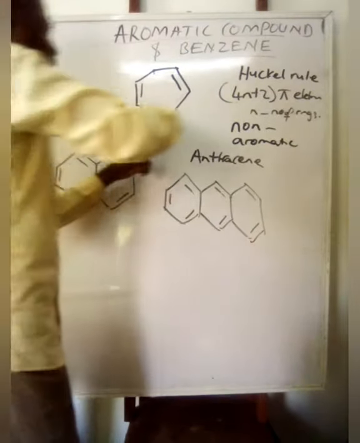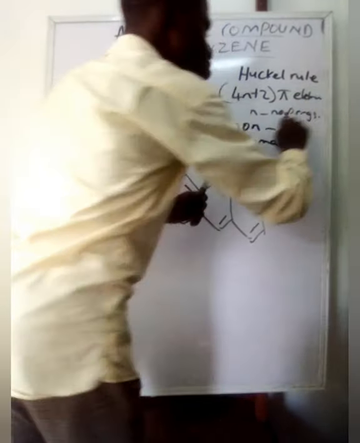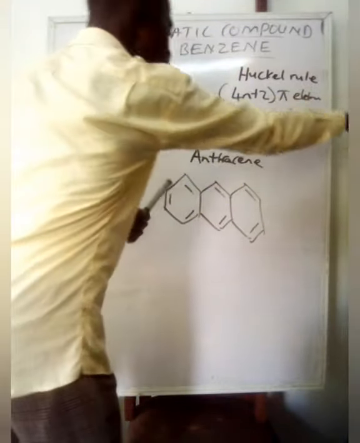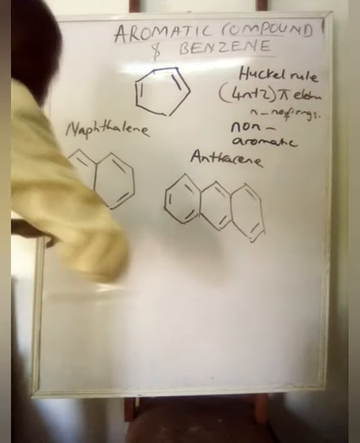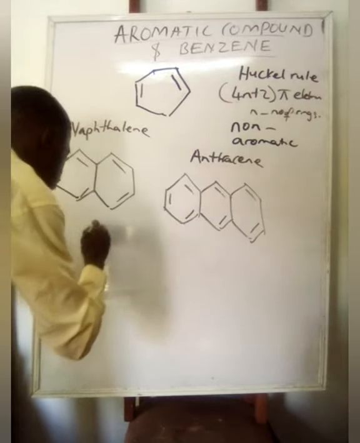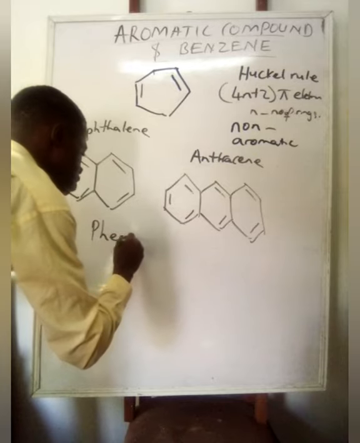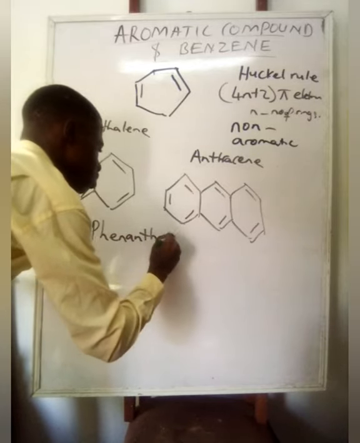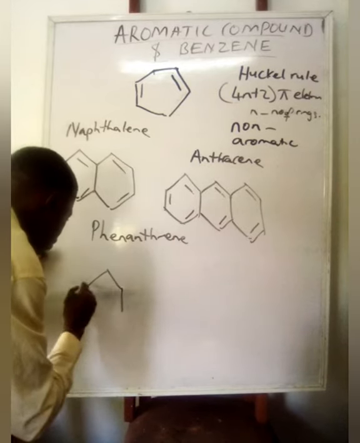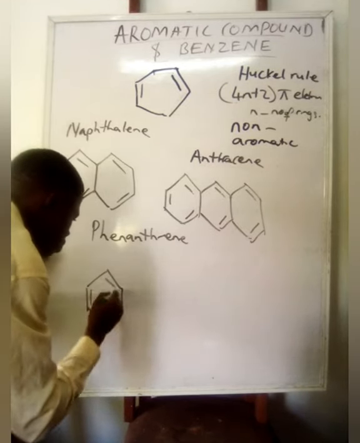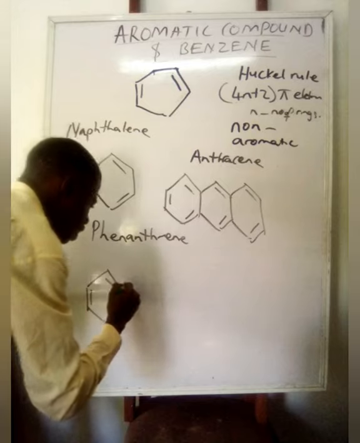Don't forget, we're talking about pi electrons, not ordinary electrons, pi electrons. So let's look at this last structure, which is called phenanthrene. This is the structure of phenanthrene. 1, 2, 3. We have this.